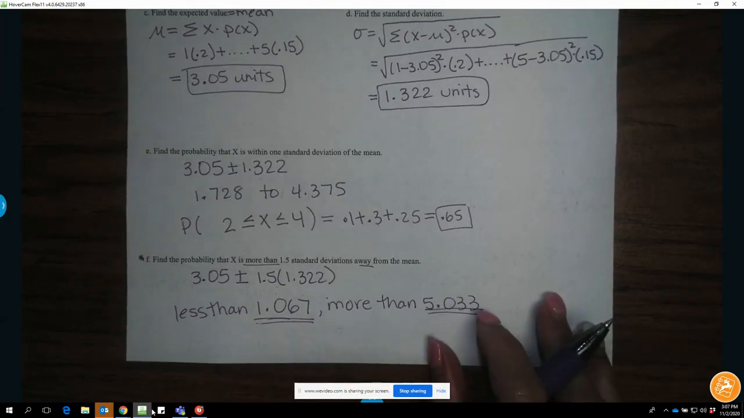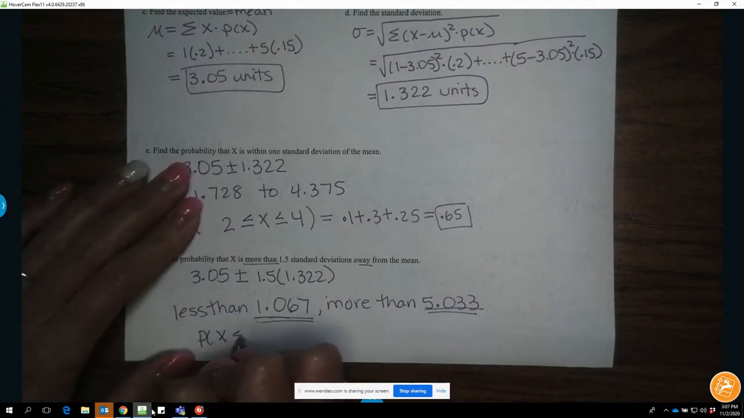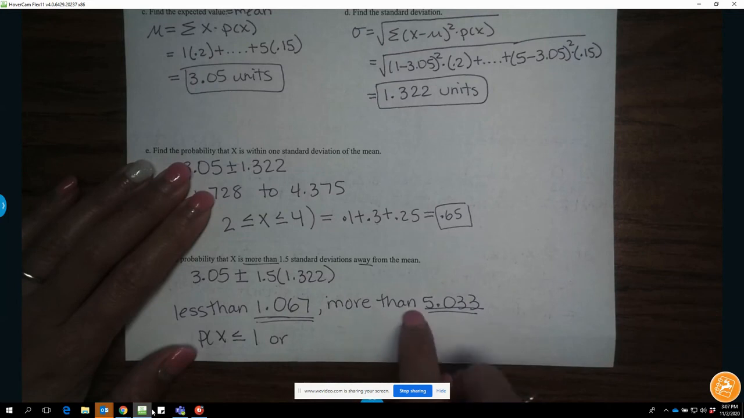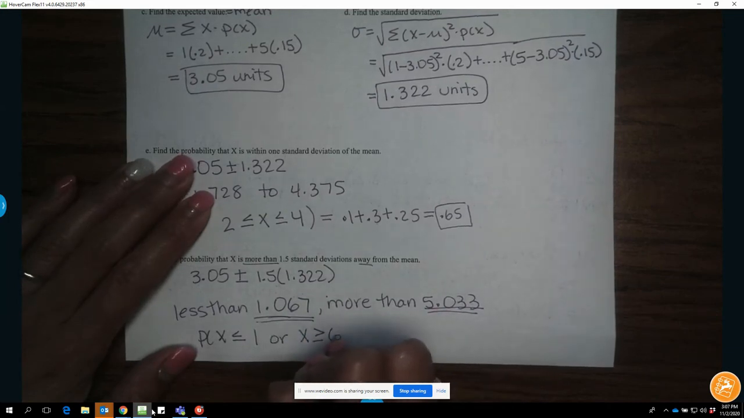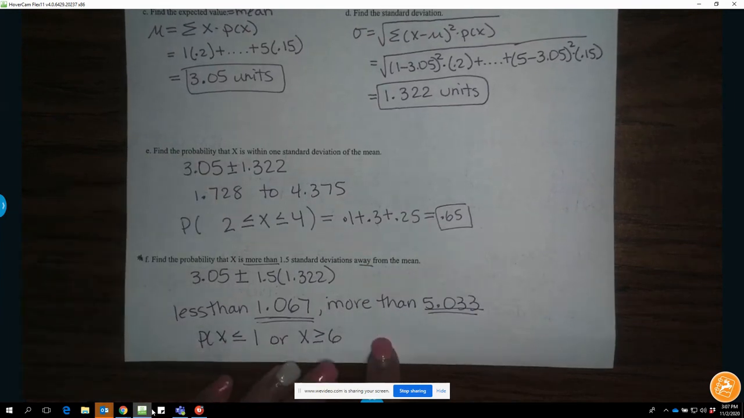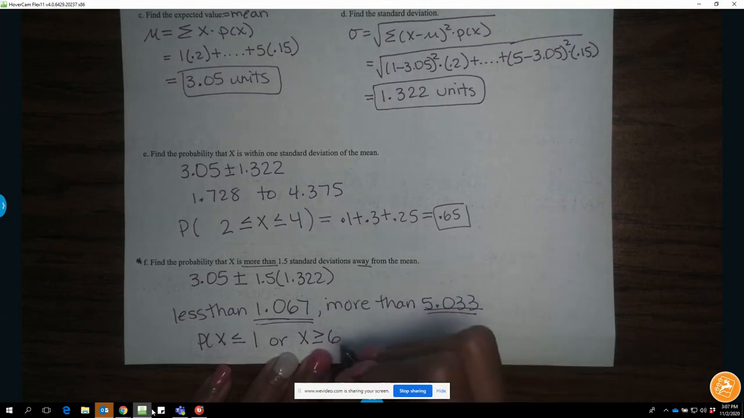Now x is supposed to be more than that far from the mean. So technically, x is going to have to be less than or equal to 1, because that's still less than 1.067, or more than 5.033. It's going to have to be greater than or equal to 6. You can't put 5 here because 5 is not more than 5.033. It needs to be at least 6. And that's what I think is the most missed part.